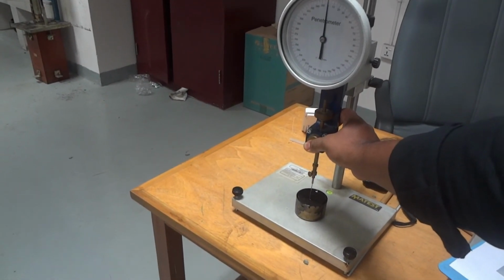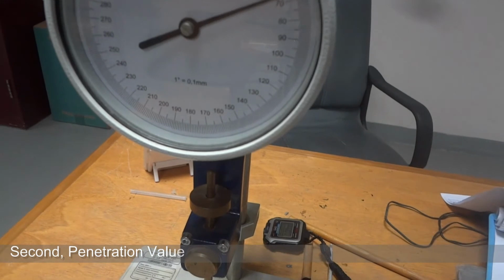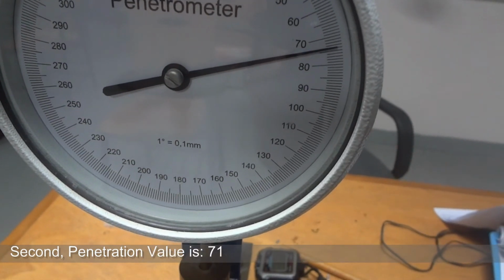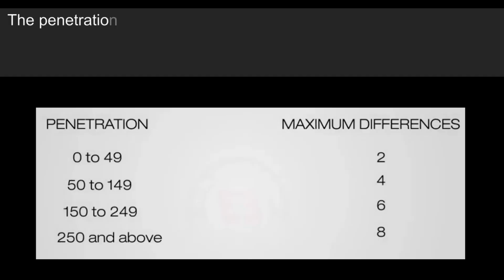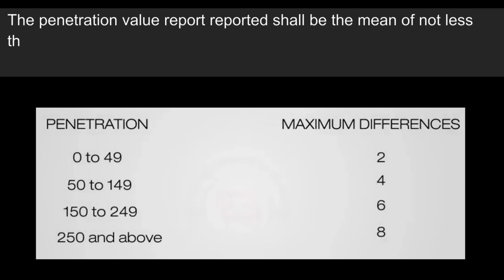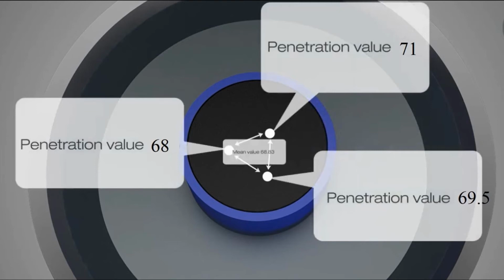This is the second penetration, and the value is 71. The penetration value reported shall be the mean of not less than 3 determinations whose values do not differ by more than the amount shown. Here I take 3 readings. The average of these 3 readings gives the penetration value of this sample.